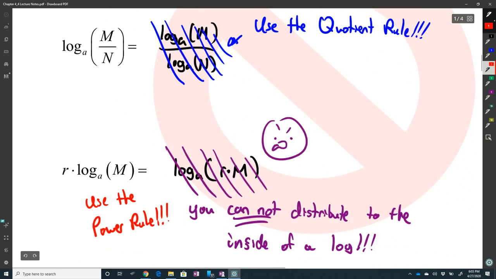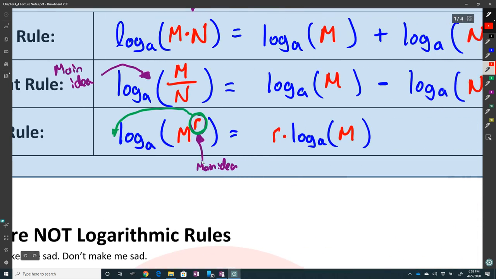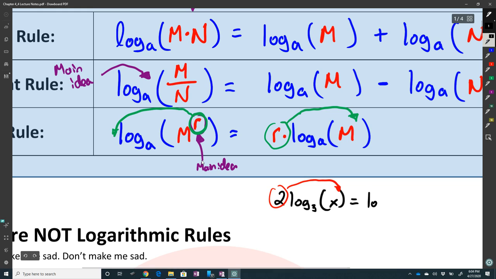Okay? So the power rule is this one. Notice what it's saying is that if you have a number in front of a log, what happens is the r becomes the exponent. So if I had 2 log base 3 of x, it's not log base 3 of 2x. What happens is the 2 comes in as an exponent. This is log base 3 of x squared.